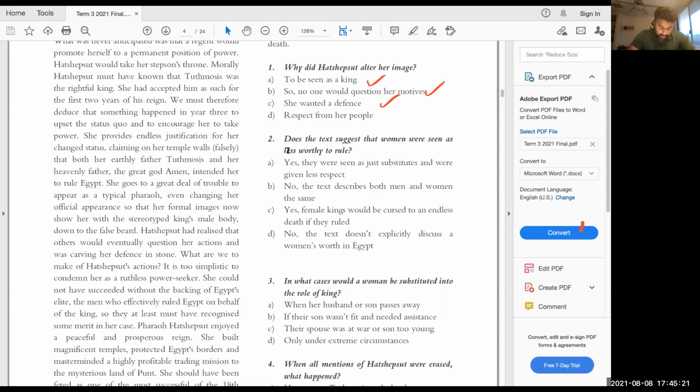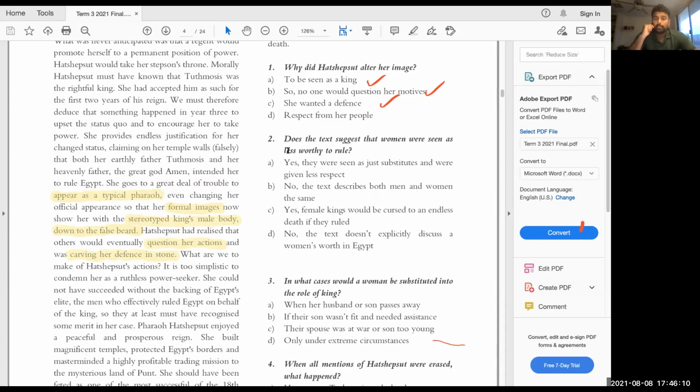So when you read this passage, it says, let me highlight it. Hatshepsut goes to a great deal of trouble to appear like a typical pharaoh, even changing her appearance so that her formal images now show her with a stereotyped male body down to the false beard. Hatshepsut realized that others would question her actions and was carving her defense in stone. Okay, so to answer this question, you have to think about the context. What happened? Why did Hatshepsut want to look like a guy?